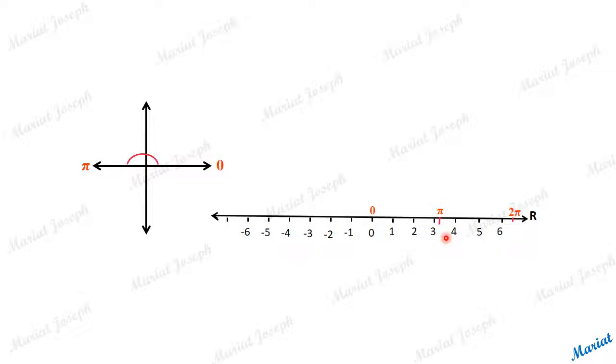Next is its double. If pi is 3.14, 2 pi will be 6.28, its double. And that angle will be 1 full rotation, till here pi and 1 more pi till here. Full rotation.